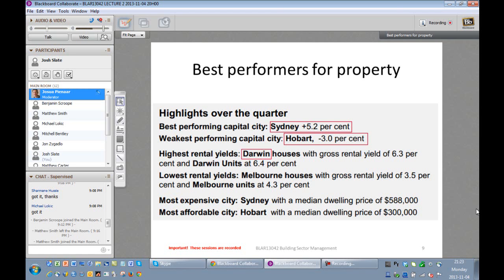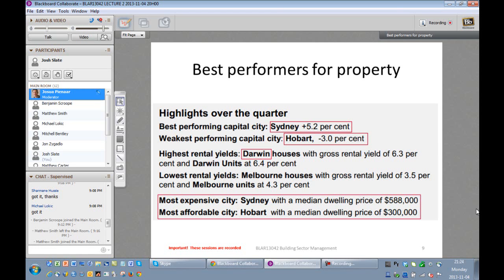I've got a friend that lives there. He says you either live there for 3 months or for 10 years. So maybe that's why. Apparently Darwin is quite a nice place to live once you get used to the heat. Right, and just talking about the prices again, Sydney up at 588, Hobart at about 300, quite affordable.